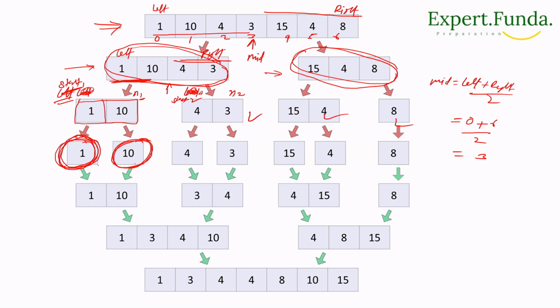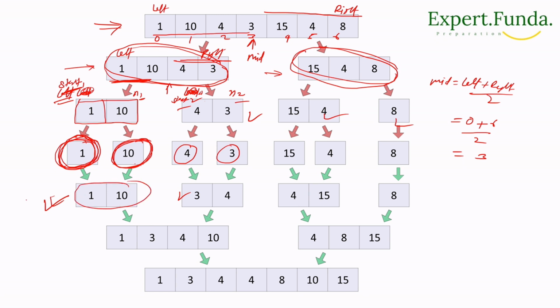If 1 is less than 10, this is sorted. Similarly, we check start 2 to n2, this value and this value. If 4 is not less than 3, then we swap and sort it, 3 and 4. Now once these are done, this is some part of the array.